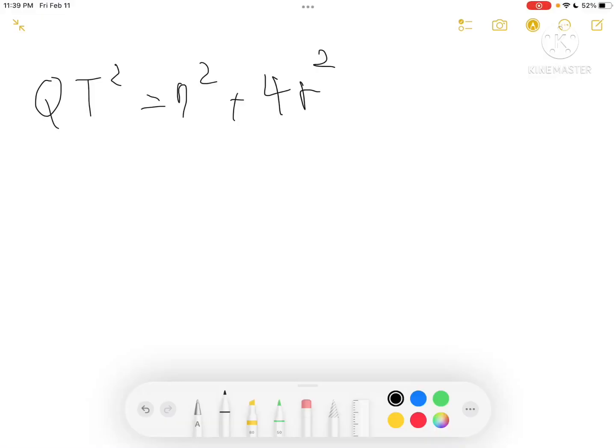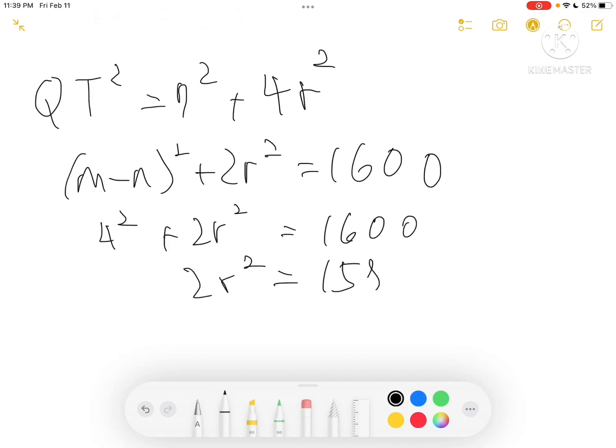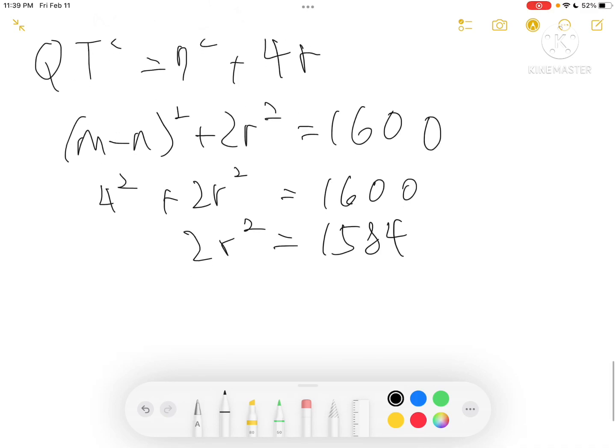We have previously determined that QT squared is equal to n squared plus 4r squared. So now we just have to solve for r. We're just one step away from our answer. Since we have derived that (m minus n) squared plus 2r squared is equal to 1,600, we know that m minus n is just 4, so 4 squared plus 2r squared is 1,600. So 2r squared is just 1584.